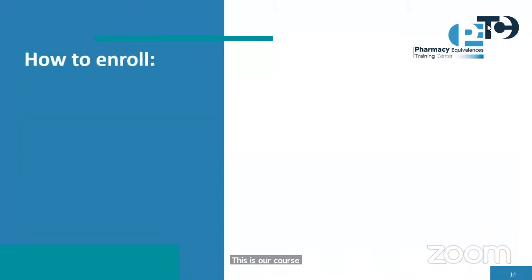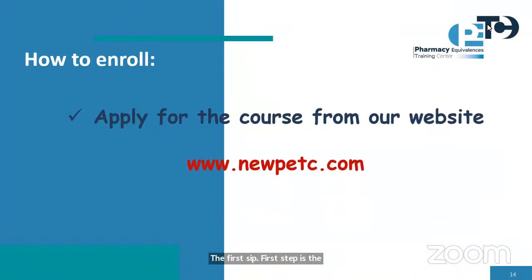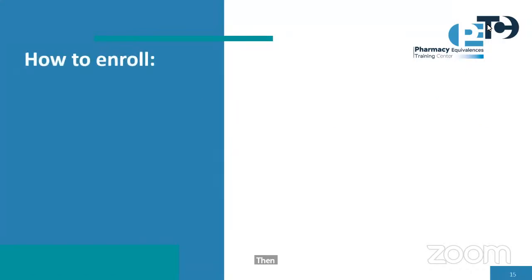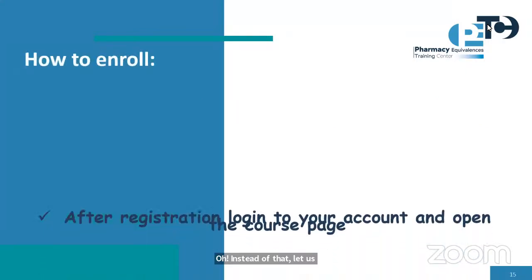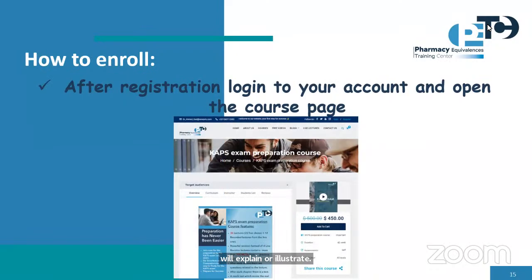Okay. Now the question: how can we enroll in the course and how can we join this course? The first step is applying for the course or registration on the website. Our website is www.newptech.com. This is the official website of PTech. Okay, you should register firstly. Then, or instead of that, let us see this video. This video will explain how you can join the course. Okay, let us listen to this video.